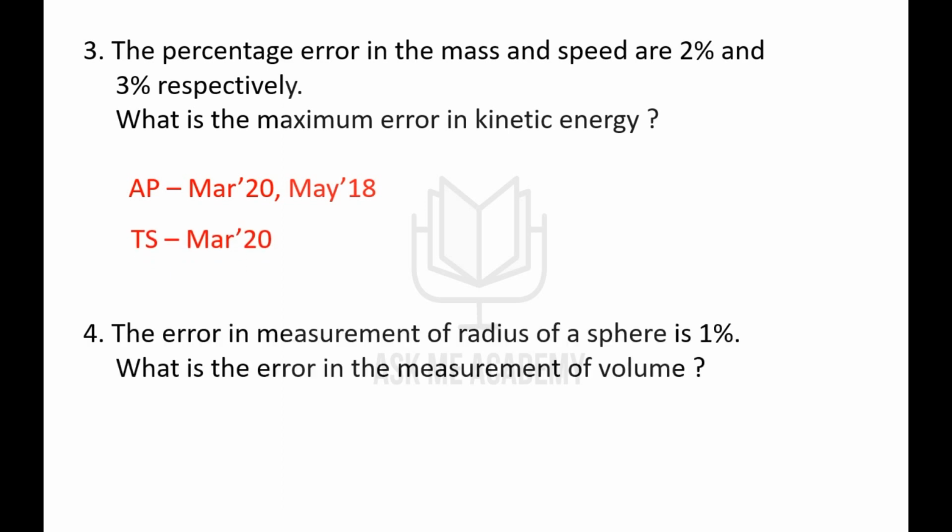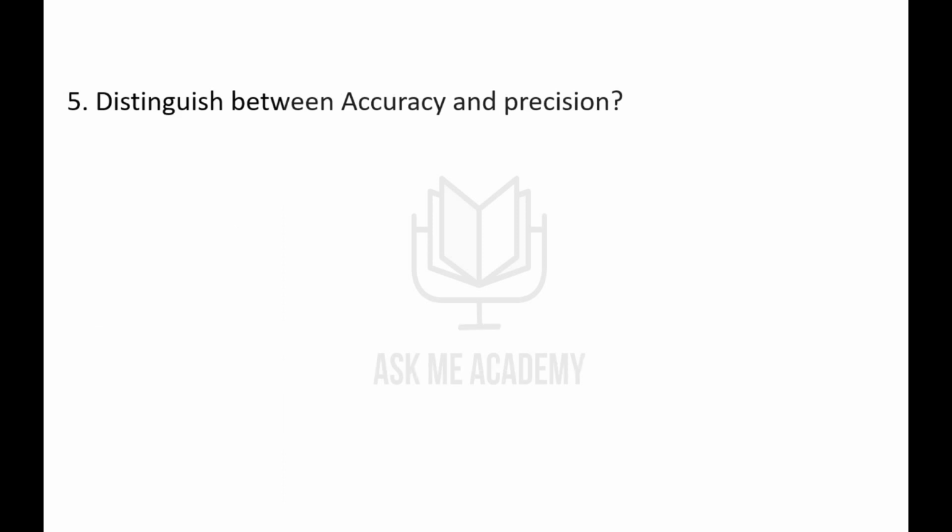The fourth question is, the error in measurement of radius of a sphere is 1%. What is the error in the measurement of volume? This was asked 2 times in AP. And the fifth question is, distinguish between accuracy and precision. This was asked 1 time in AP and 1 time in Telangana.